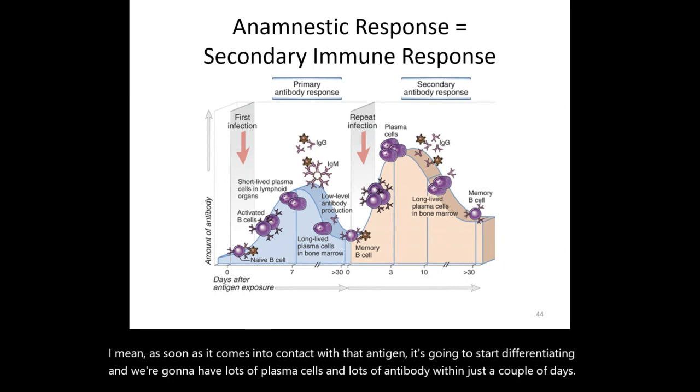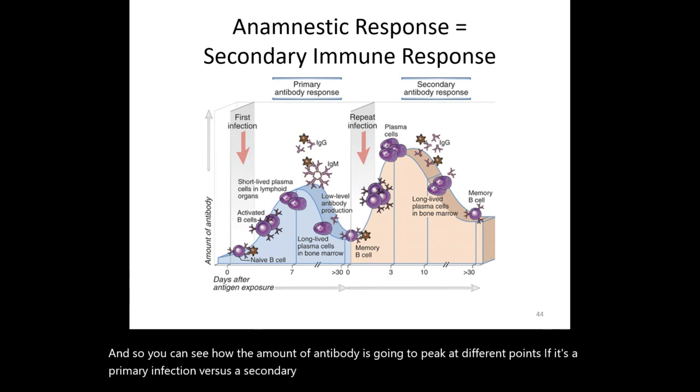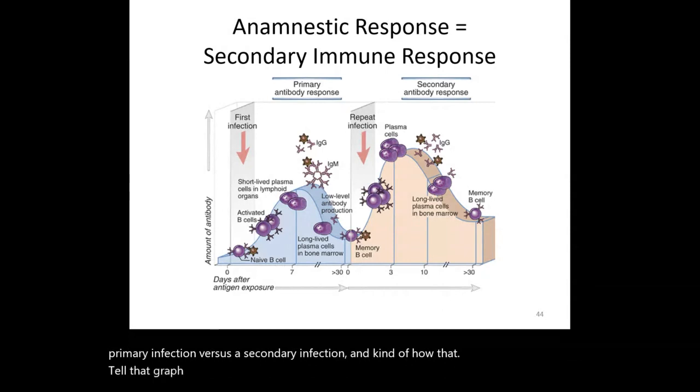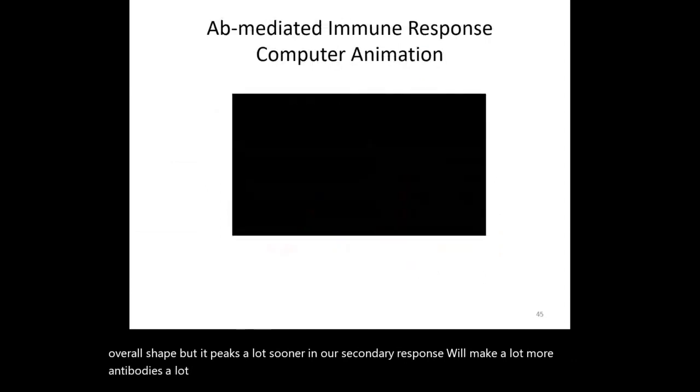Okay, and so you can see how the amount of antibody is going to peak at different points if it's a primary infection versus a secondary infection, and how the graph looks during the primary response versus the secondary response. Same overall shape, but it peaks a lot sooner in our secondary response. We make a lot more antibodies a lot faster.